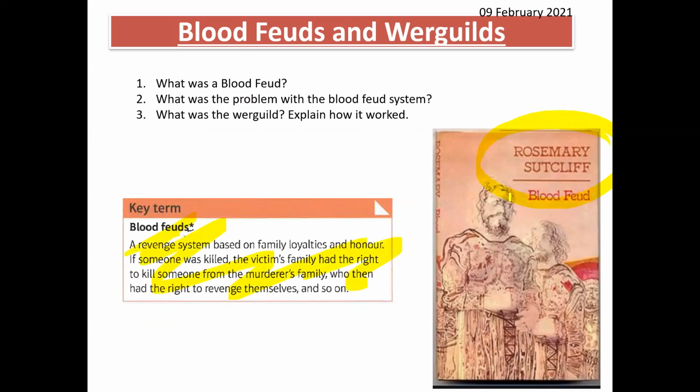Okay, Rosewood Sutcliffe. Fun fact: are you interested? Go away, look this lady up. Maybe read some of her books. She writes a lot of stuff on Anglo-Saxon England, if you're interested. Okay, pause the video here as well and answer these questions, and make sure you've got your keyword down as well. Come back when you're ready.